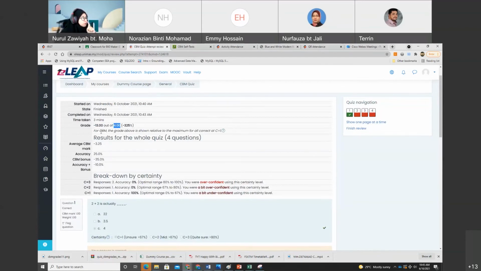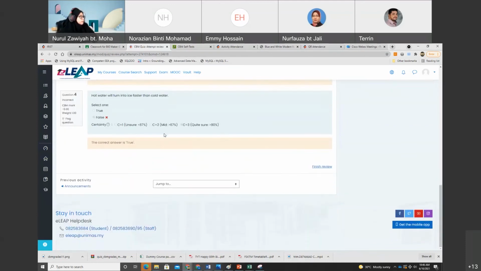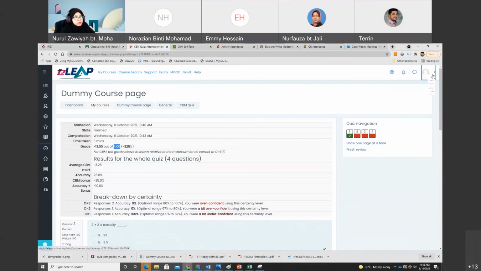Okay, so for CBM, the marks will be over or lower than the intended marks of the question. Okay, so minimum 3, maximum -6, the CBM. Alright, for this one, I haven't properly counted how they converted into percentage. Alright, so let's have another student.